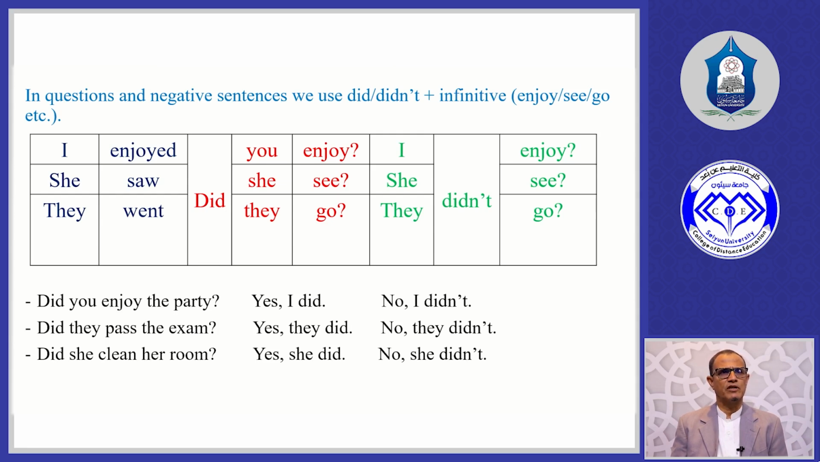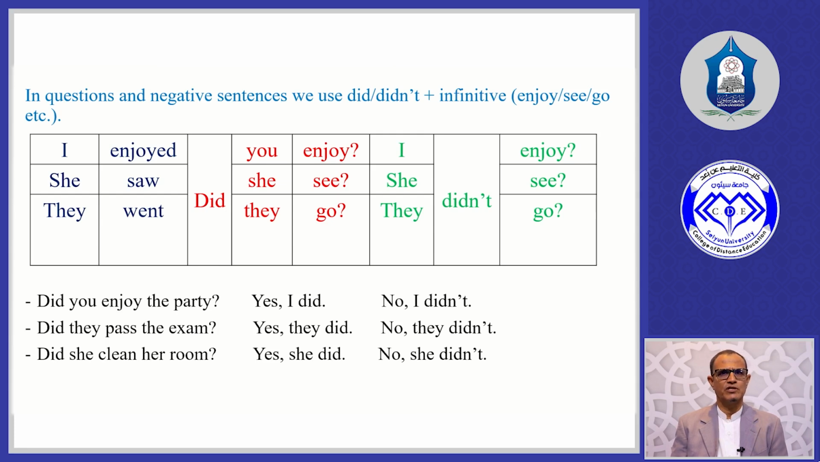So when you say, for example, did you enjoy the party, you will say the answer yes I did, or no I didn't, because the question begins with did here. So for example, did they pass the exam? Also we can say yes they did, or no they didn't. Did she clean her room?